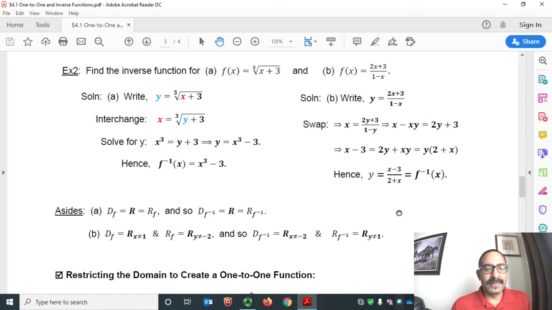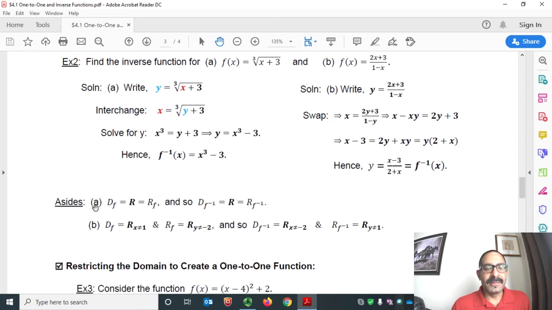Now let's move on. Quick aside, let's talk about domain and range. So for the function in part A, the domain of f and range of f is everything, the whole real line. Similarly, the domain and range of f inverse is also everything, the whole real line.